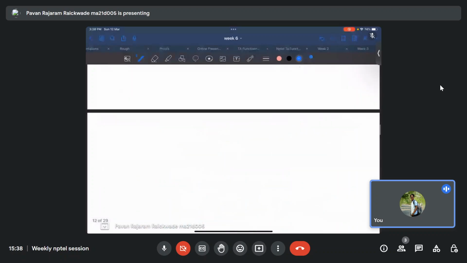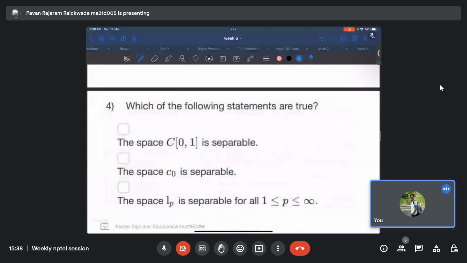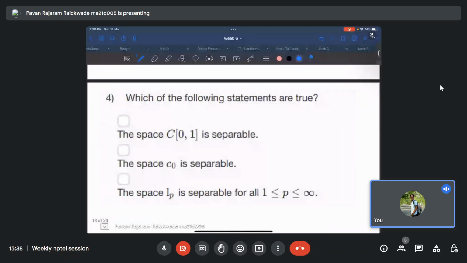Now question number 4. Which of the following statements are true? The space C[0,1] is separable. Yeah, this is just the Bolzano-Weierstrass theorem.